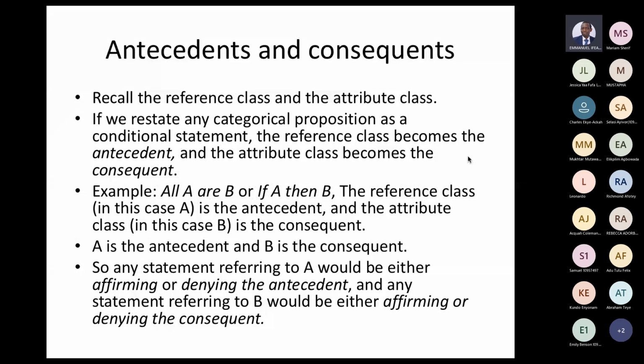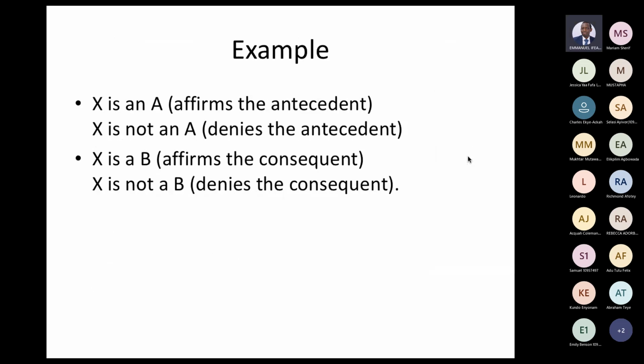Now, since A is the antecedent and B is the consequent, if I say X is an A, I am making a statement that affirms the antecedent. If I say X is not an A, I'm making a statement that is denying the antecedent. If I say X is a B, I'm making a statement that is affirming the consequent. And if I say X is not a B, I'm making a statement that is denying the consequent. Let's look at examples. X is an A, affirms the antecedent. X is not an A, denies the antecedent. X is a B, affirms the consequent. X is not a B, denies the consequent.